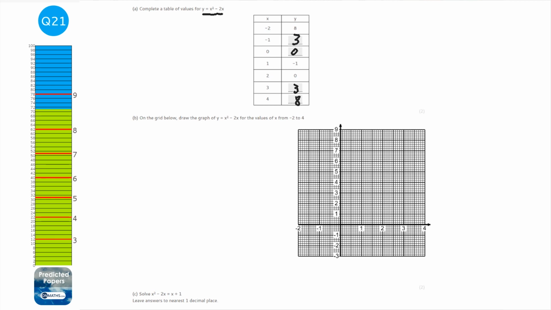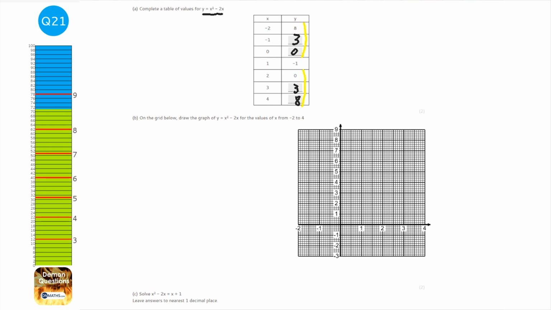Now you might notice that there's a symmetry here. If I have a look at these ones here and these ones here, they're the same. Now you'll find that with a quadratic graph. Don't rely on it 100%, but if you've got 8, 3, 0, and then 0, 3, 8, then just check the value that looks like it's different to the symmetrical one.